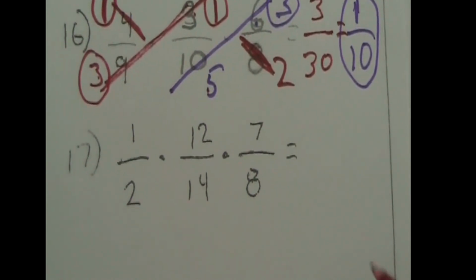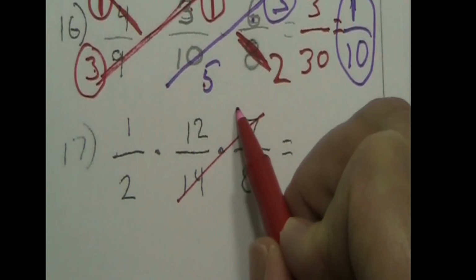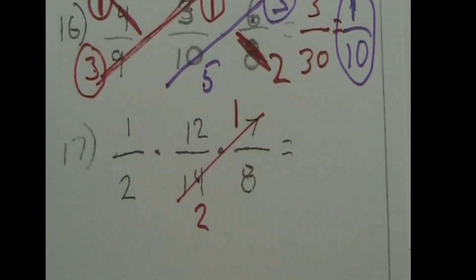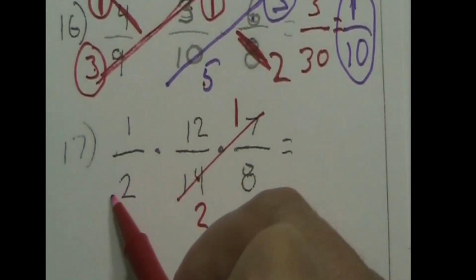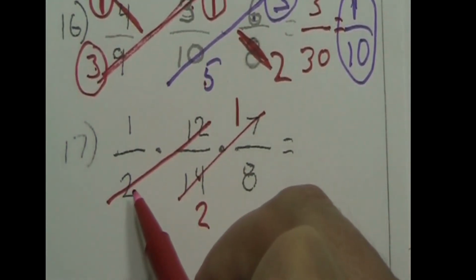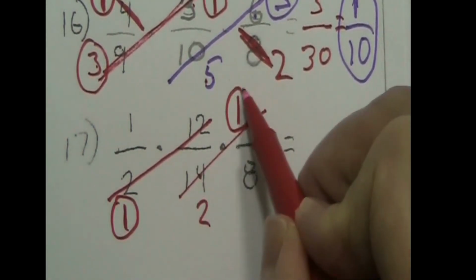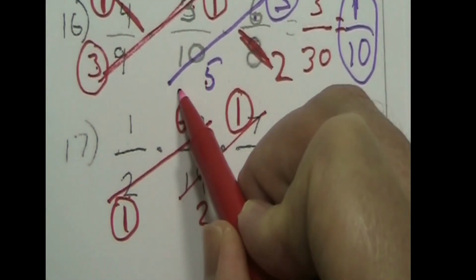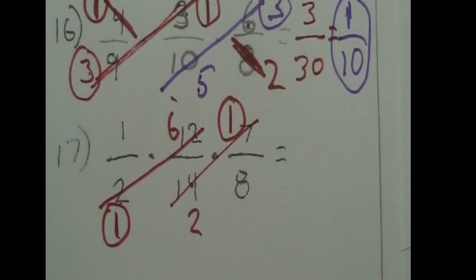All right, the next one is, let's see, let's do the 7 and 14. 7 goes in here once. 7 goes into 14 twice. Oh, I have a 2 and a 12. 2 goes in here once. So I know that cannot be reduced, right? 1s can't be reduced. And 2 goes into 12 6 times. So now if you want to, you could just stop right here and go straight across.